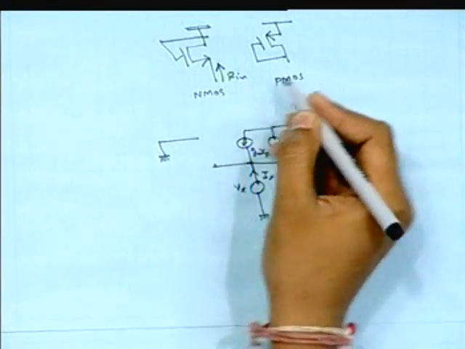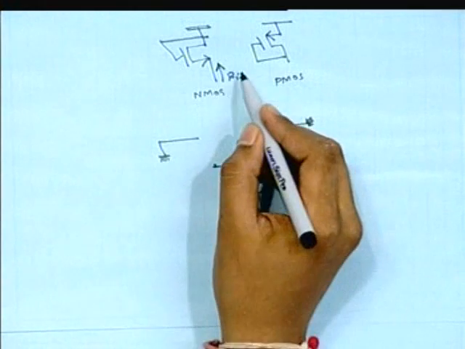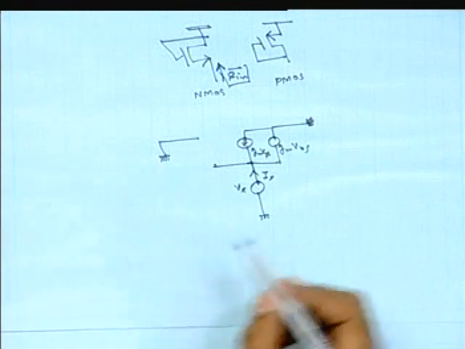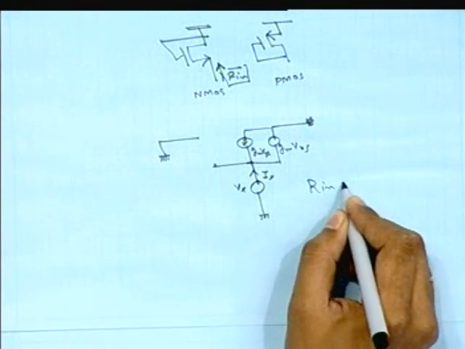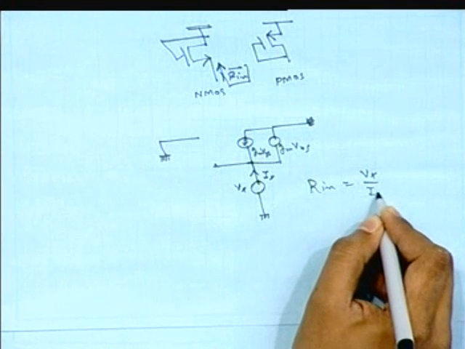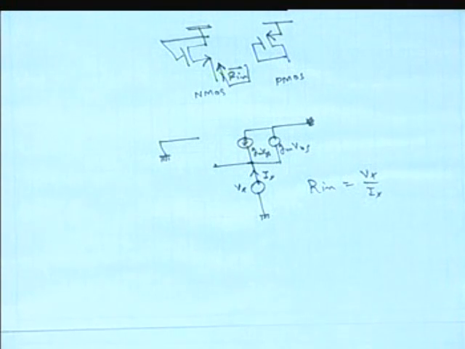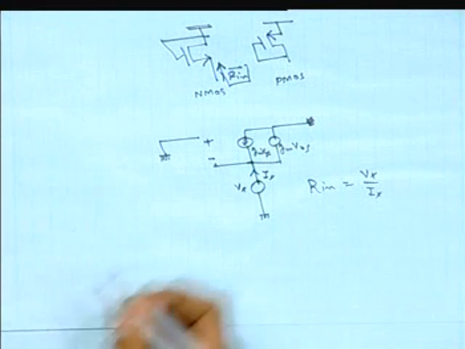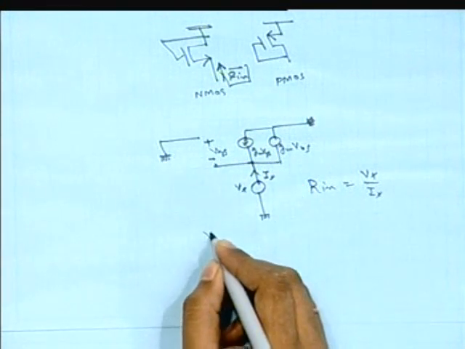We want to know the input resistance for that particular NMOS. In that case we have to impose a voltage, Vx, and calculate Ix. From that we can readily calculate that Rin is nothing but Vx by Ix. Now this Ix is nothing but gm Vgs plus gmb Vbs, but what is Vgs? Vgs is nothing but this voltage. And what is Vgs now?